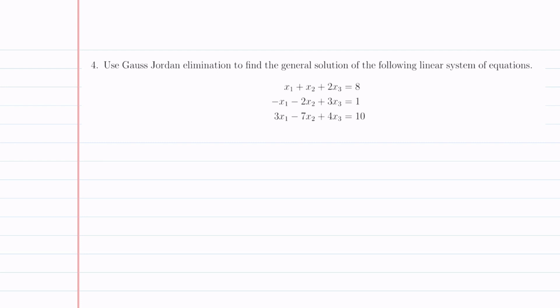In this question, we're going to use Gauss-Jordan elimination to find the general solution of the following linear system of equations. The first step that we're going to do is take our linear system of equations and put it into an augmented matrix. So our augmented matrix looks like this.